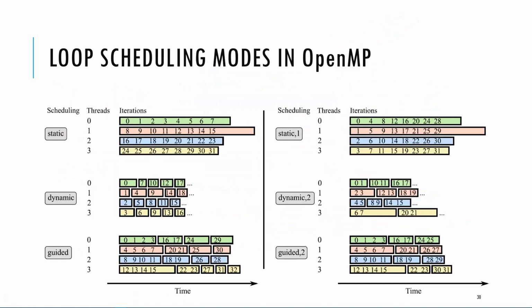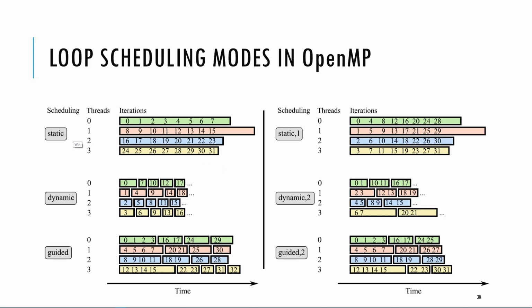On this slide, we have a summary of these scheduling types with defined chunks or without defined chunks. As you notice here, we had all in all 32 different iterations from 0 to 31.